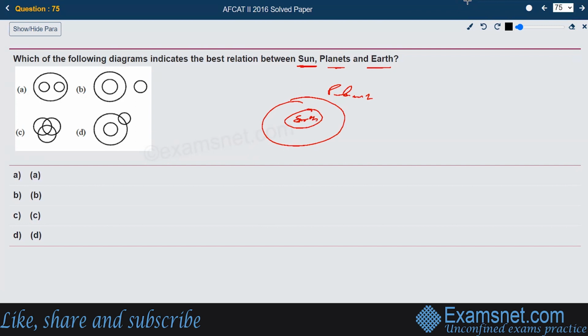Now, if we talk about the positioning, the sun is completely away from all the planets. All the planets revolve around the sun, so that is what is called the solar system. So the sun is separate, and the planets are available, and under the planets there's a category called earth. So this should be the right answer, which is available in option number B.